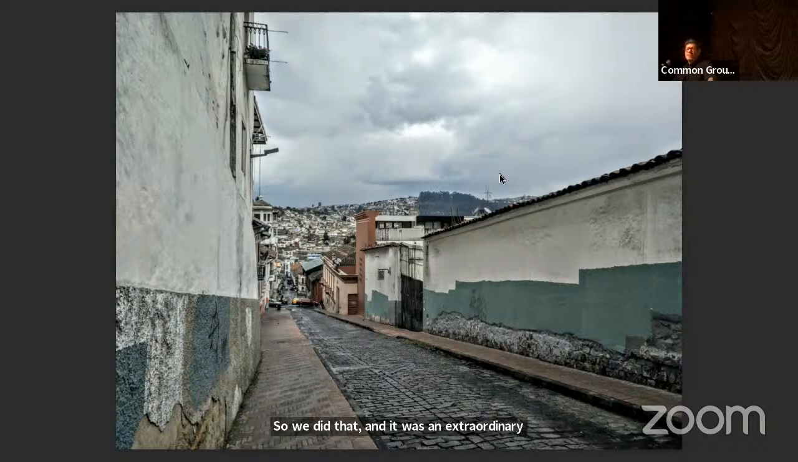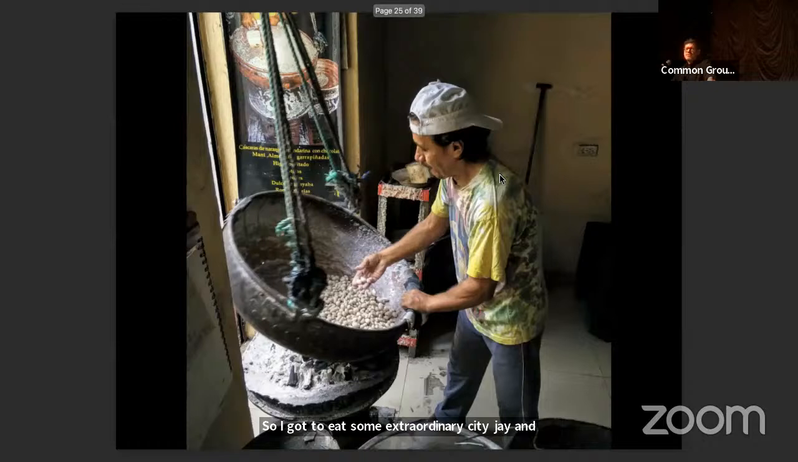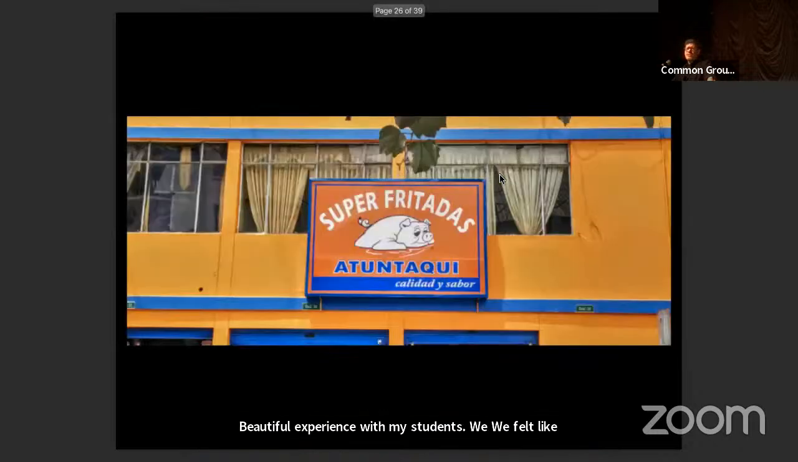I'd never been south of the equator, so I got to eat some extraordinary ceviche and discover this beautiful city. We went and saw this man who was an old-time, very labor-intensive candy maker, making these candied peanuts that he was busy roasting over an open brazier. Beautiful experience with my students. We felt like peers. We felt like we were doing this all together. I was discovering some of the beautiful signage and discovering the beautiful taste of the place.